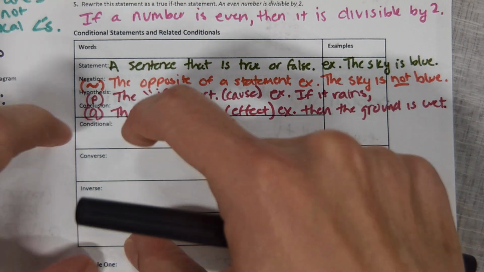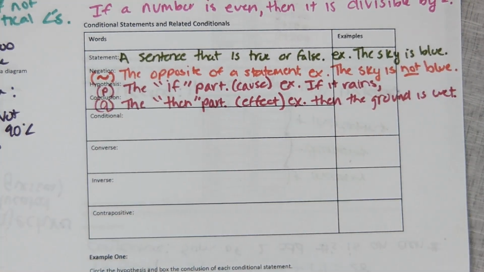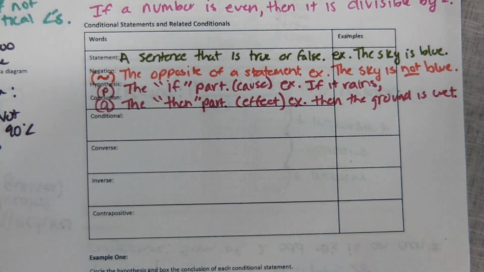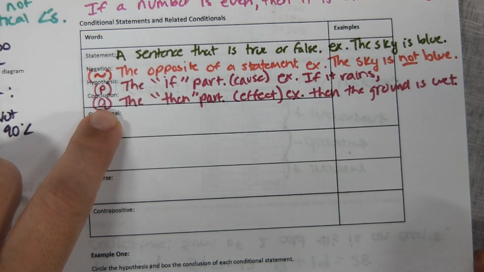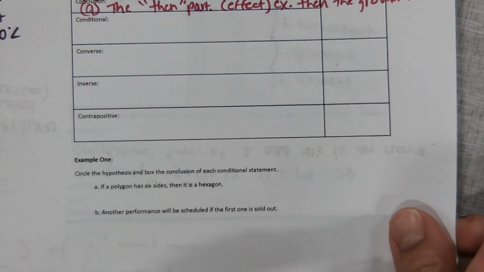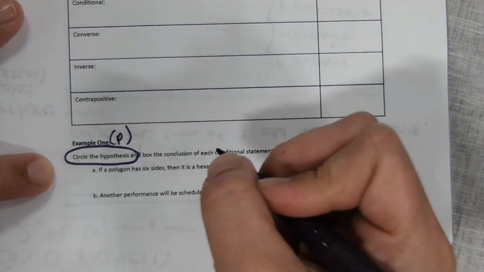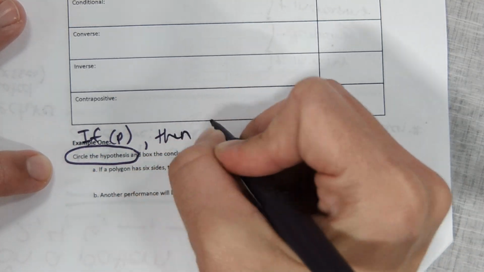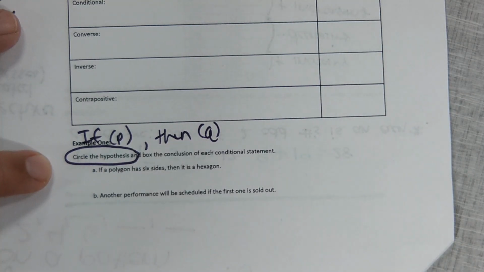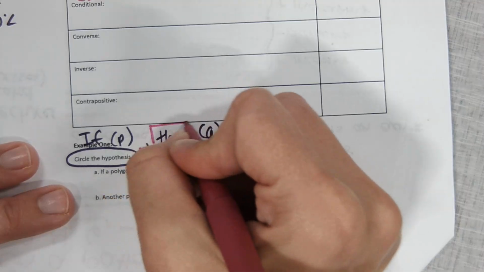Okay, before we fill this in, I'm going to go through the examples that just have to do with this, so that it's all together. We're going to look at some statements and identify the hypothesis and conclusion in them. For example 1 right here, it says circle the hypothesis. So we're going to circle the hypothesis, the P part. Remember, it's if P, then Q, the conclusion. And then it says box the conclusion, the then part.